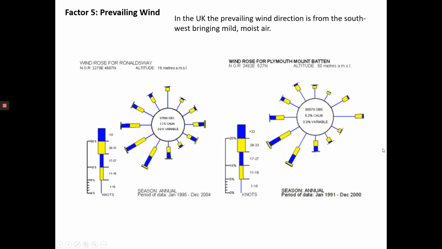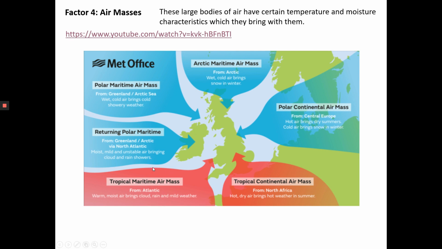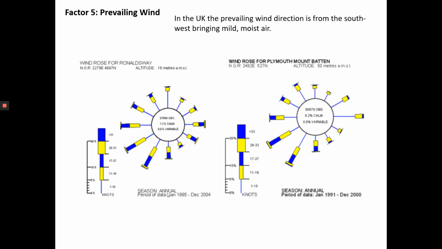Now, related to air masses is something called the prevailing wind. So the prevailing wind, as hopefully you remember from when we looked at coasts, is the most common wind direction for the UK. The prevailing wind direction for the UK is coming from the southwest. This links to air masses. If we look back at the air masses, from the southwest is our tropical maritime air mass. So if the main bulk of air is coming from the southwest, in the UK you're going to have a lot of tropical maritime air. So these two things link together.